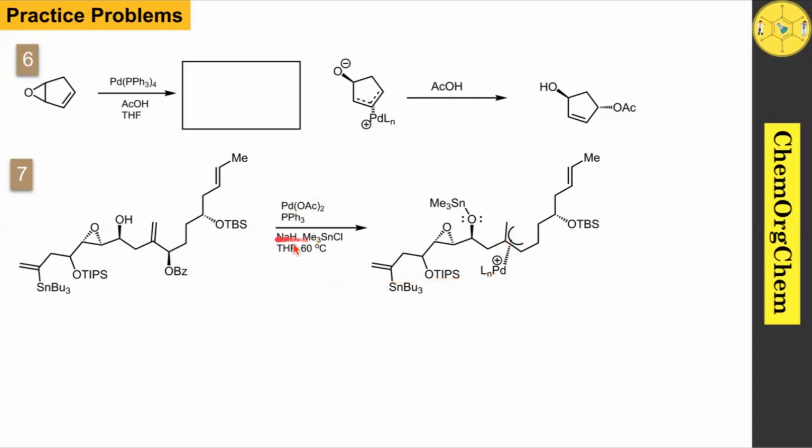At the same time, sodium hydride readily takes the proton from this hydroxy group to produce the respective alkoxide ion, which readily reacts with trimethyltin chloride to generate this corresponding intermediate. Now the oxygen readily attacks this carbon from the top face, since this oxygen is present at the top face. Apart from that, here you can see that our palladium species is present at the bottom face. Therefore this attack should take place from the top face, which leads to generation of this respective product.